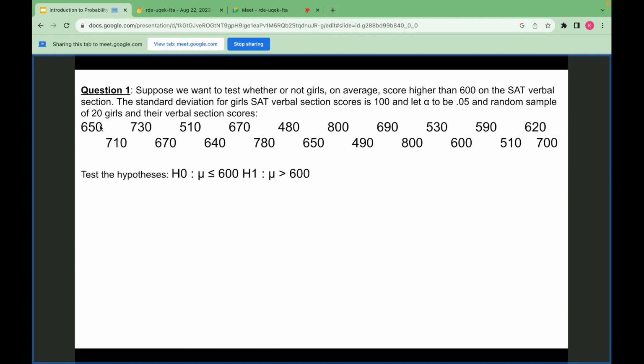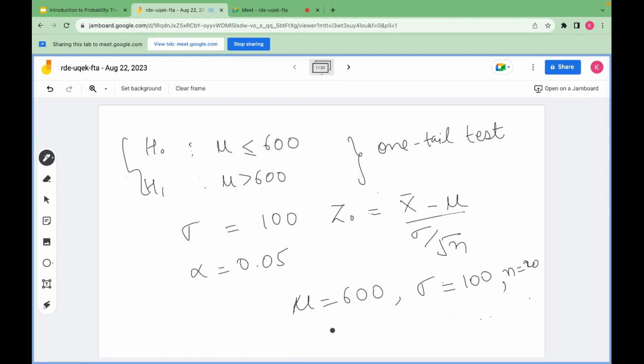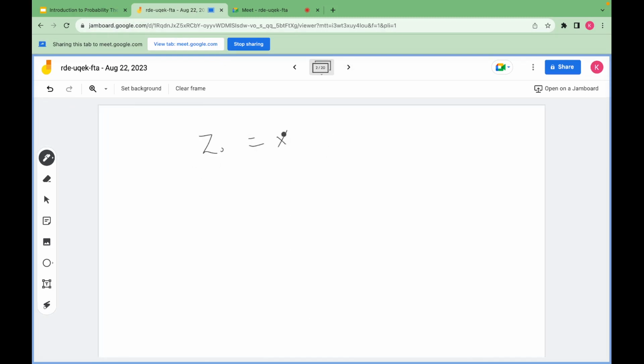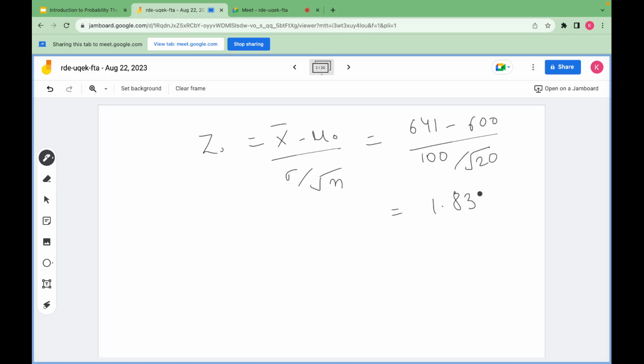When we calculate the average of this sample, it came out to be 641. Now we will put these values in this formula and calculate the Z0 value. So this is 641 minus mu naught, which is 600, over sigma, 100, divided by root 20. This value comes out to be 1.8336.